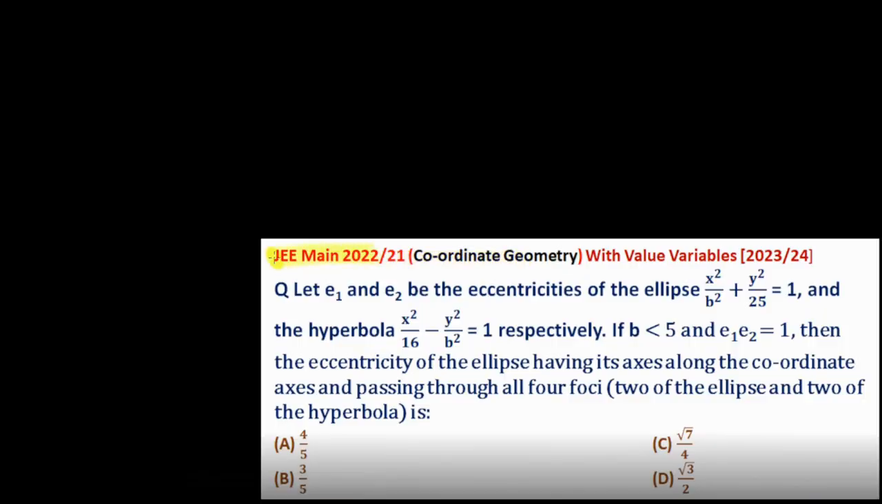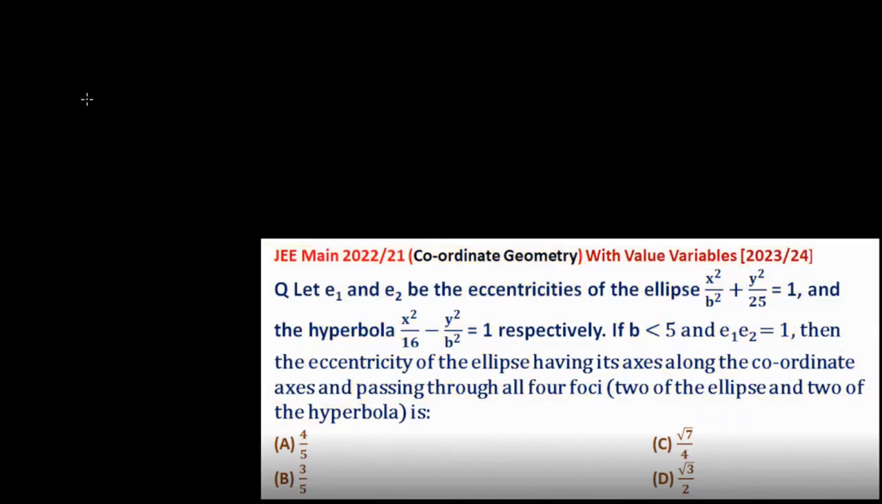This is a JEE 2022-21 question on coordinate geometry, with questions asked varying the values in 2023-24. Here in the question, E1 and E2 are given to be the eccentricities of this ellipse and this hyperbola respectively. B is less than 5 and the product E1 E2 is 1. We have to find the eccentricity of the ellipse having its axis along the coordinate axis and passing through all the four foci, 2 of the ellipse and 2 of the hyperbola.